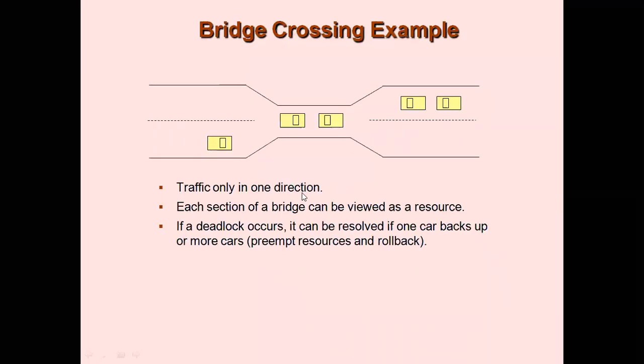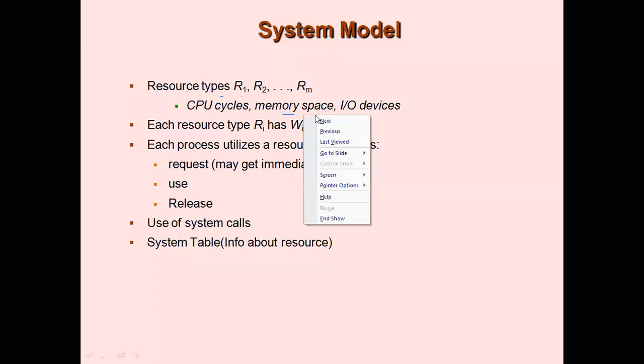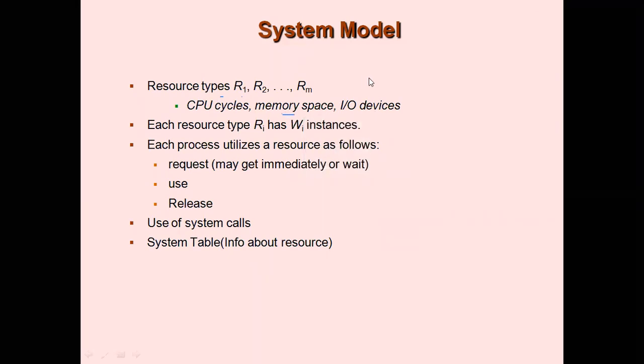Okay, so I had taken a bridge crossing example. You can refer to the Banker's algorithm for this particular example. System model: this deadlock situation can be modeled using a system model. We have resources and we have processes. Resources can be CPU cycles, memory, and input output devices. Input output devices can be scanners, printers, etc. Each resource has WI instances. I had told you with respect to Banker's algorithm that each resource had certain instances, right?